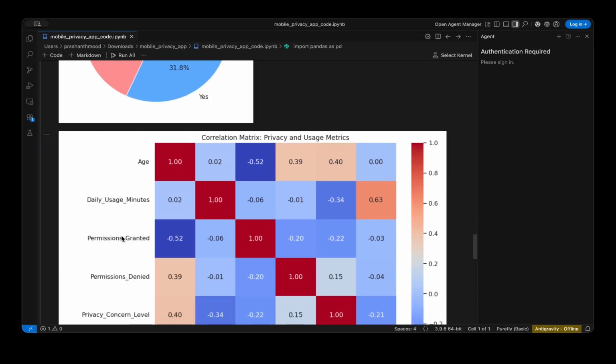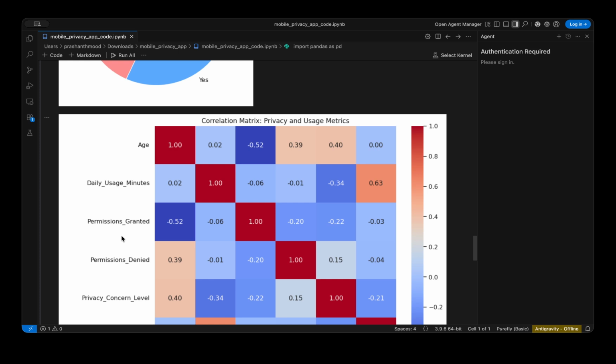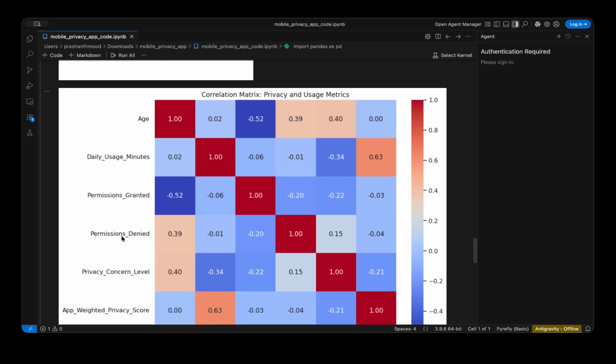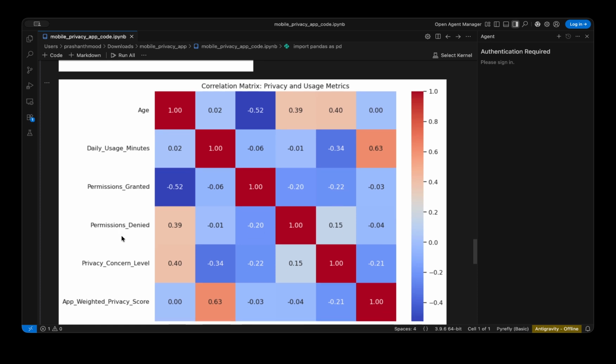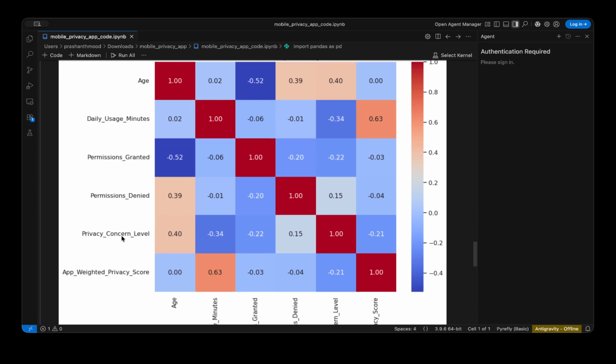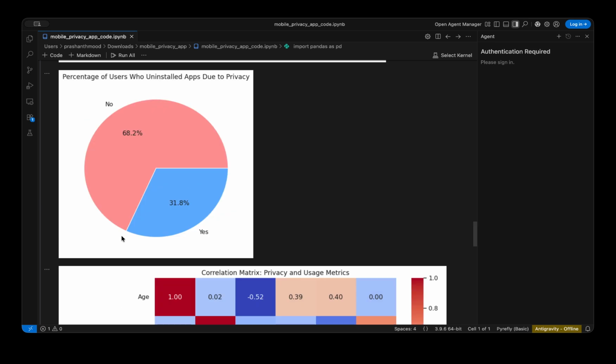Read count plot: which users read the privacy policy, by gender. When we look at who reads privacy policies, only 35% of users said yes. That means 65% of users never read the privacy policies of apps they install.